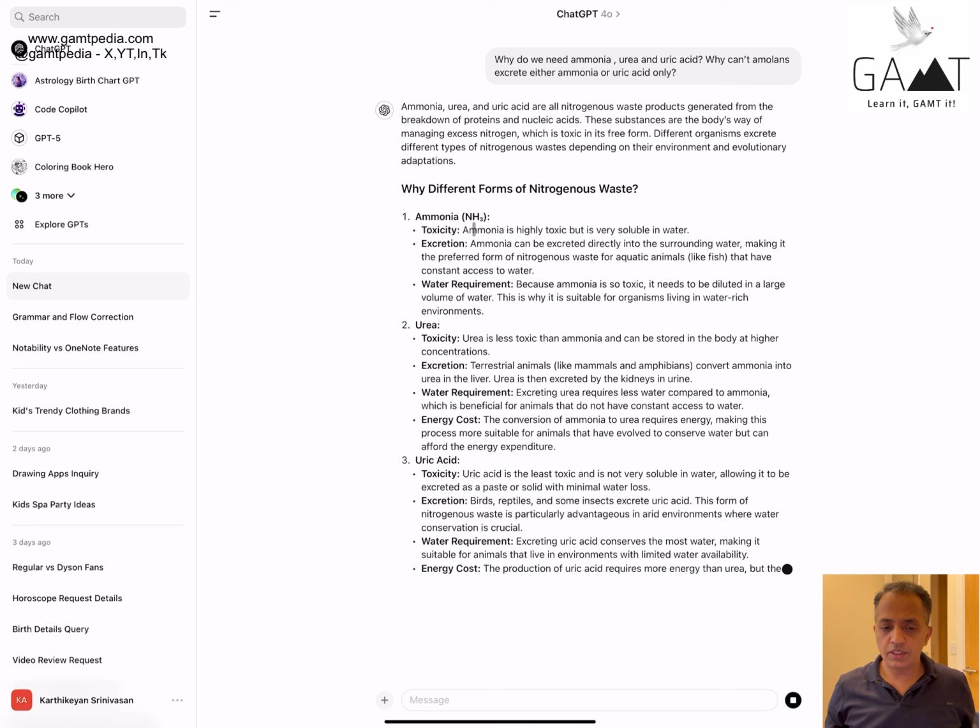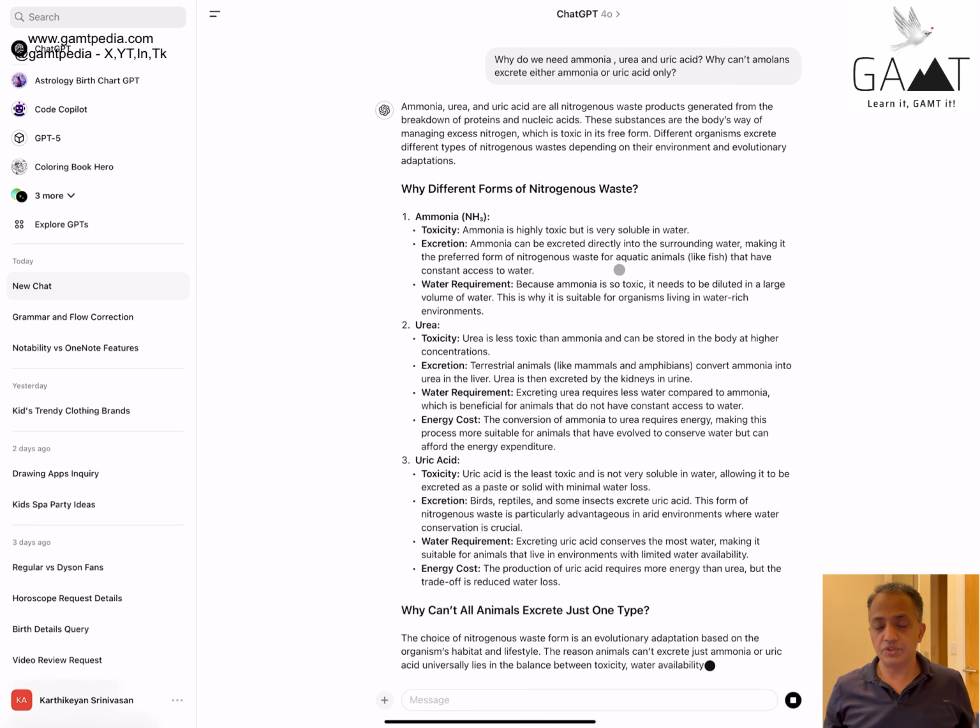So toxicity, ammonia is highly toxic, can be excreted into surrounding water. Ammonia is toxic, needs large volumes of water, so that's fine. Urea is less toxic, can be stored in the body at higher concentrations, excretion is fine. Energy cost, the conversion of ammonia to urea requires energy, making this process more suitable for animals that have evolved to conserve water, but can also afford energy expenditure. There you go. And what about uric acid? The production of uric acid requires more energy than urea. So there you go. That's your answer.